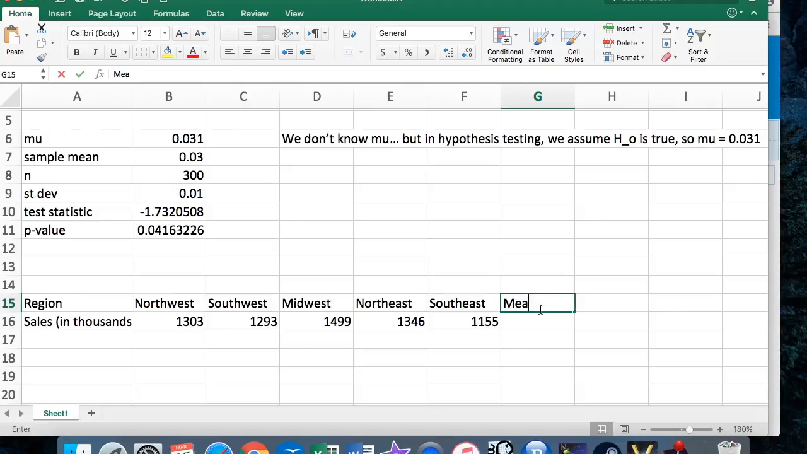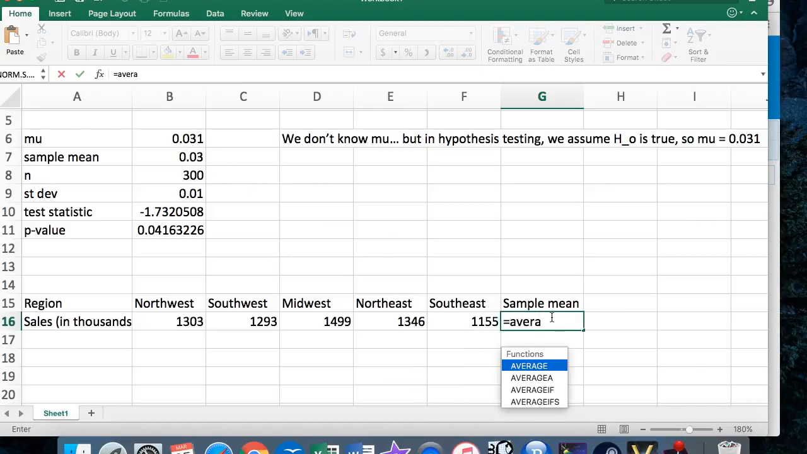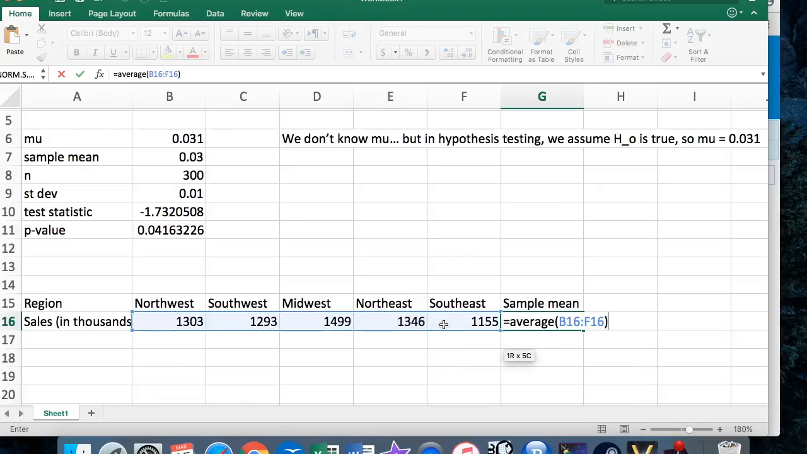To find our mean, this is the mean sales of those, our sample mean, right? Let's just put this here, and then I can throw it up here. This would just be the average of all of these, because this is the sales in thousands per one store in a region. Okay. So there we go.